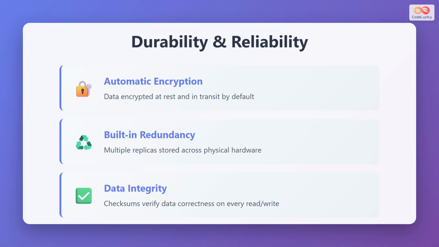Persistent disks are built with enterprise-grade durability and reliability features. All data is automatically encrypted both at rest and in transit by default, ensuring your information is always protected. Built-in redundancy stores multiple replicas of your data across different physical hardware, protecting against hardware failures. Additionally, data integrity is maintained through checksums that verify data correctness on every read and write operation. These features work together seamlessly to provide a robust storage solution that you can trust with your most important data.